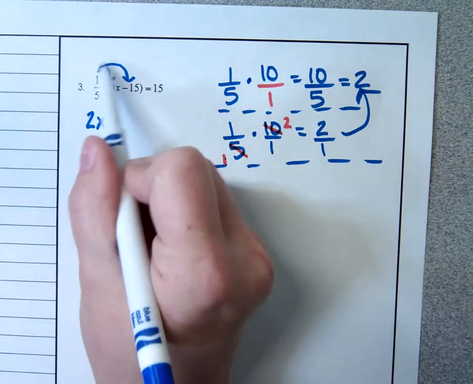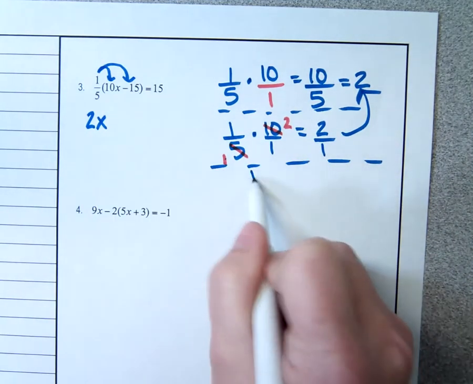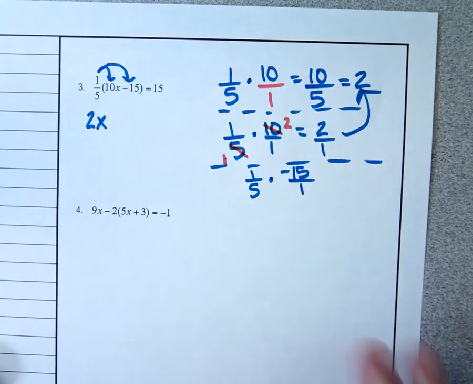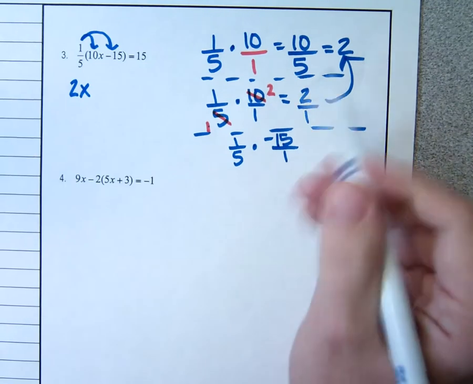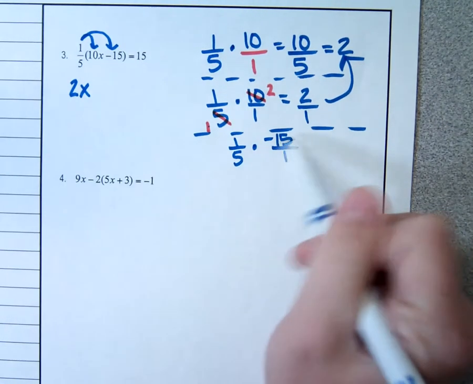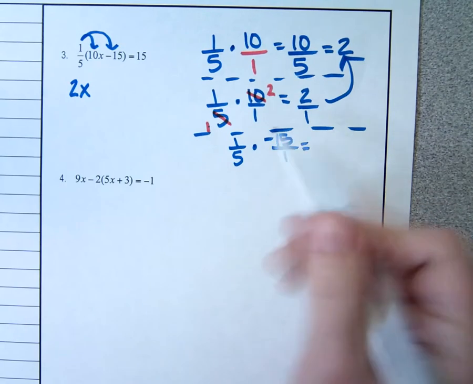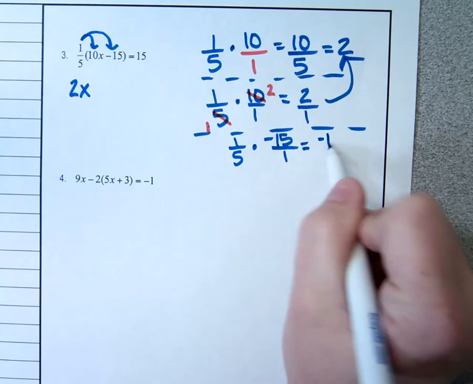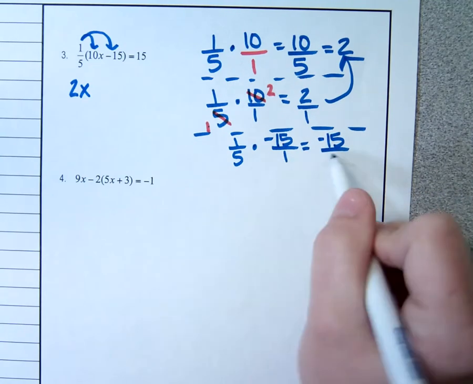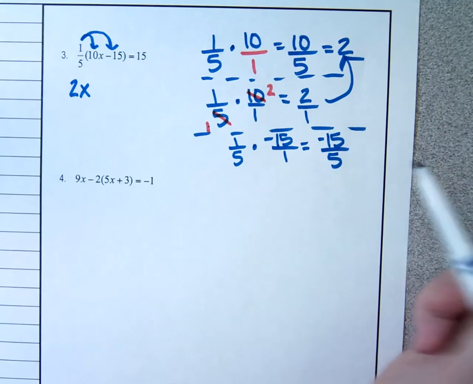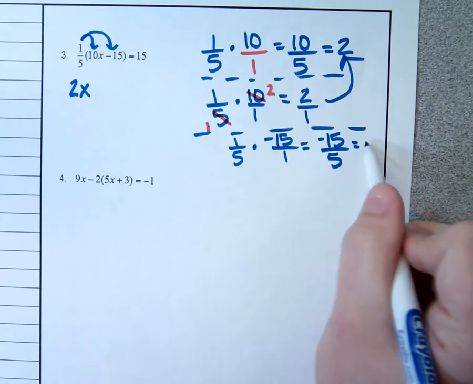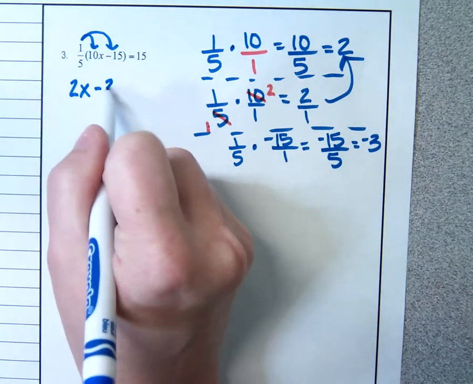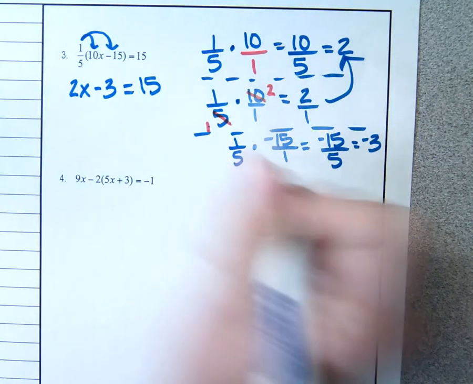Okay, next I need to take 1/5 times a negative 15. So 1/5 times a negative 15, which I'm going to pop over a 1. So you do whatever you prefer to do. Most of the time I prefer to reduce on the diagonal, but this time I'm just going to go straight across. 1 times negative 15 makes negative 15. 5 times 1 makes 5. Reduce. What's negative 15 divided by 5? Negative 3. So 1/5 times negative 15 makes a negative 3. And then I just bring down the equals 15.